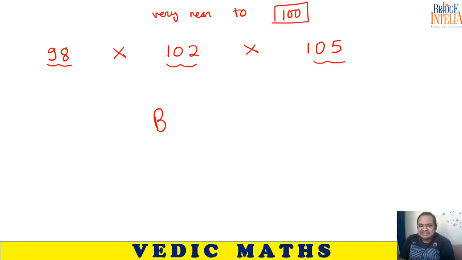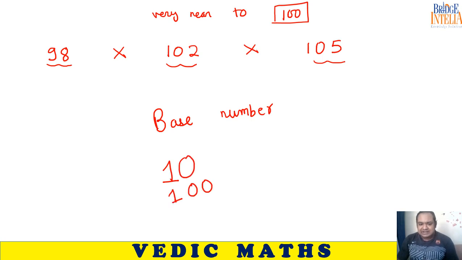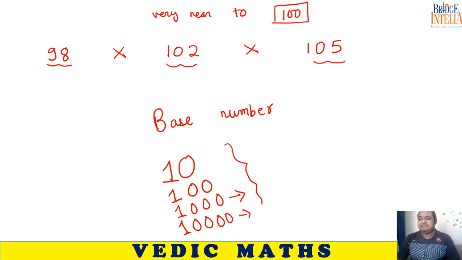So what is a base number? We have already discussed this many times. Let me reiterate. A base number is basically a number of the format 1 and after 1 some zeros. So either 10, 100, so 1 followed by zeros. Base number 1 with 3 zeros, this is 1000. 1 followed by 4 zeros, this is 10,000. So these types of numbers are known as base numbers.